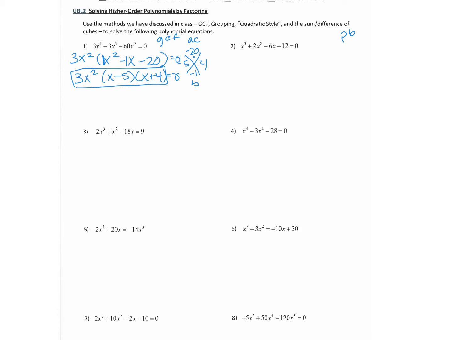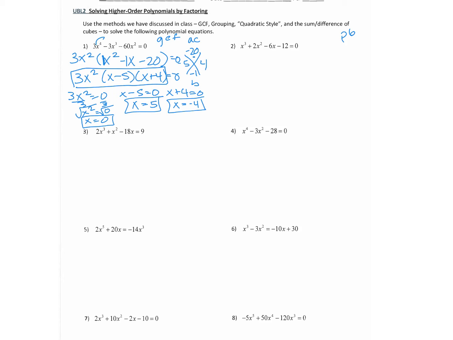It's equal to 0. So I'm going to set 3x squared equal to 0. I'm going to set x minus 5 equal to 0 and x plus 4 equal to 0. So here I'm going to divide both sides by 3. I'm going to get x squared equals 0. I'm going to just take the square root of both sides to get x equal to 0. I'm going to come back to that in a moment. That's one of my roots, a real root. x equals 5 is another root. Subtract 4, x equals negative 4 is another one.